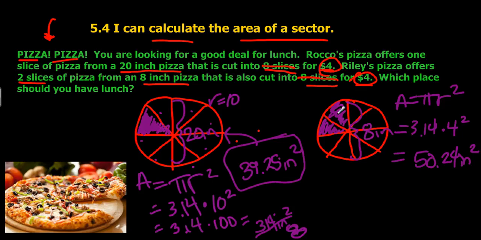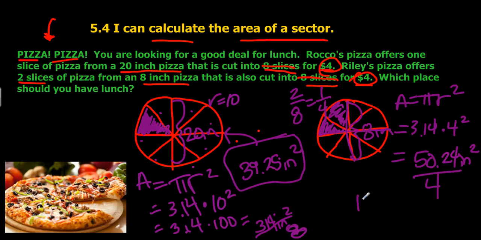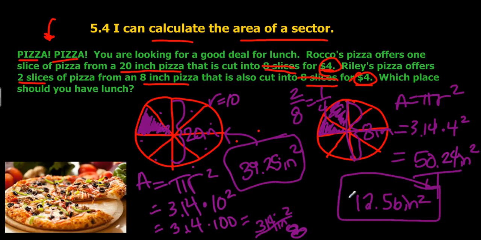But again, this time you get 2 out of 8 pieces. And we could even look at the fact that that ends up being 1, 2, 3, 4, 1/4 of the pizza, because 2/8 is equal to 1/4. So I can just divide this by 4 then. So I take my calculator, I divide it by 4, and I end up with 12.56 inches squared of pizza. So interestingly enough, I get 2 pieces, but the total area of the pieces is much smaller.